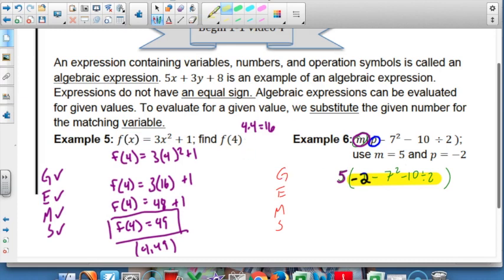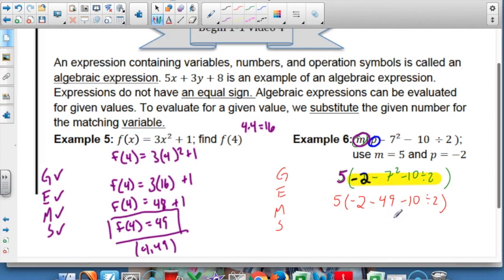So I'm going to deal then with this exponent first, because inside of these parentheses, I have an exponent, and that needs to be done before subtraction, before division. So I'm going to have 5. The -2 is still there. This is minus 7 squared. Well, 7 squared is 49 minus 10 divided by 2.